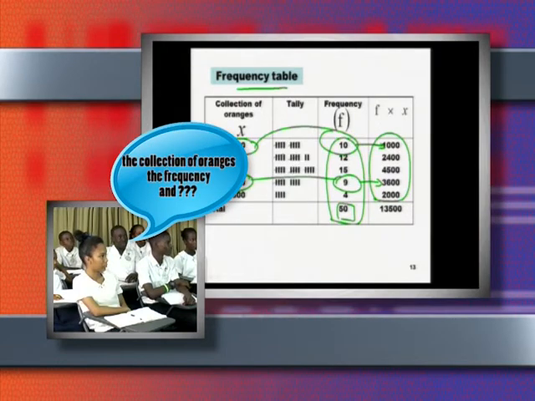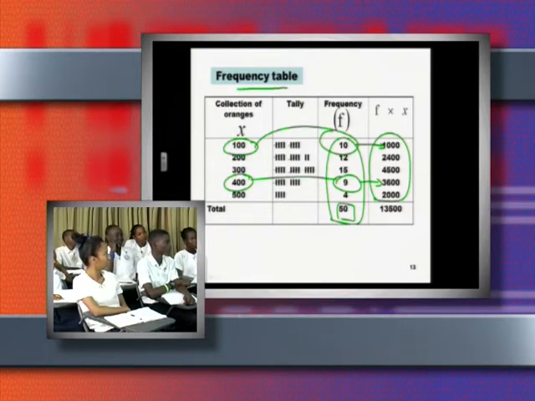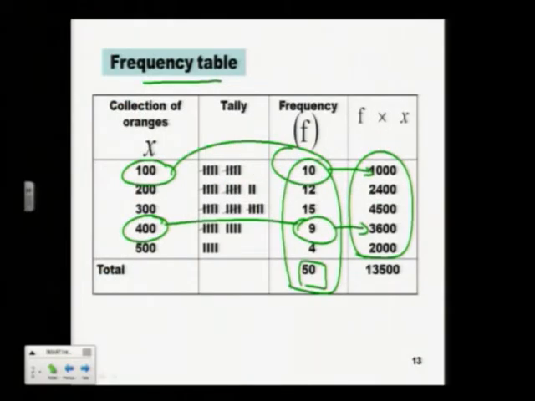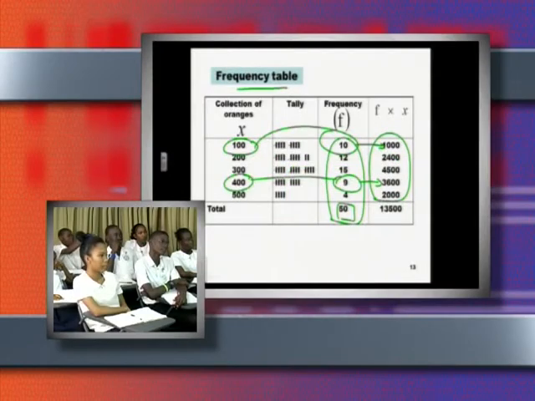The collection of oranges, the frequency, and the answer. I want to know, we took our information, summarized it, and we have it displayed on a frequency table. After we finish here and we have information presented to us, 50 farmers collected 13,500 oranges over that day. But we want one figure to tell us an average of how many oranges were collected per day. So which figures are we going to take off the frequency table to calculate the mean? Which ones are we going to use? 13,500 and the 50. Excellent.